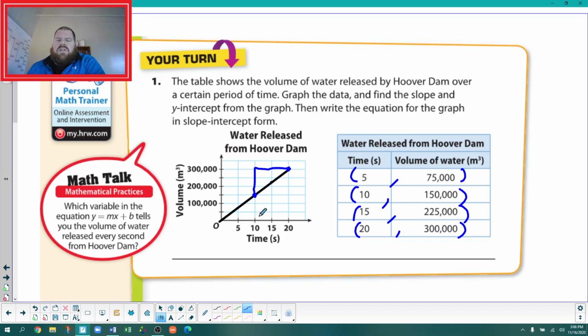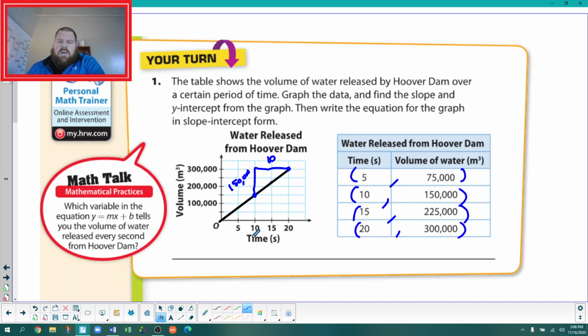But we have to ask ourselves, what does up 3 lines mean? Well, each line is like 50,000. So it goes up 50, 100, 150,000. 1, 2, 3. Okay, and then it goes over. And this one's a little bit easier to see. It goes over 5 seconds, 10 seconds. So over 10.